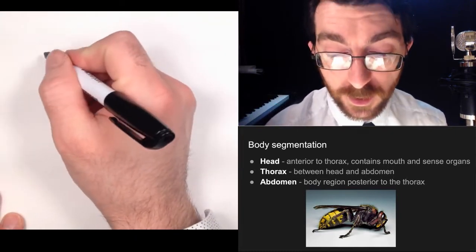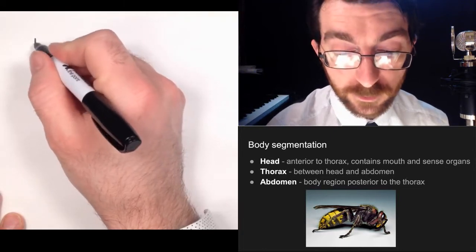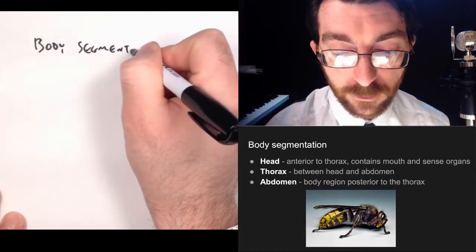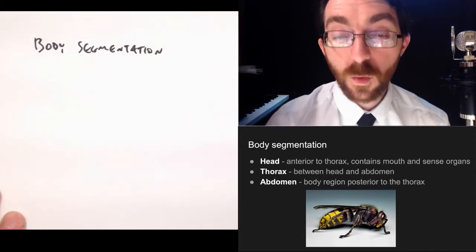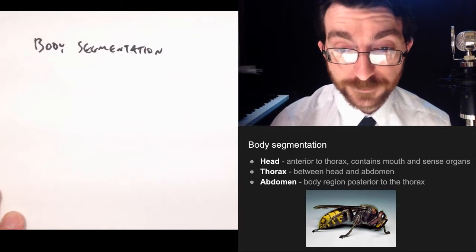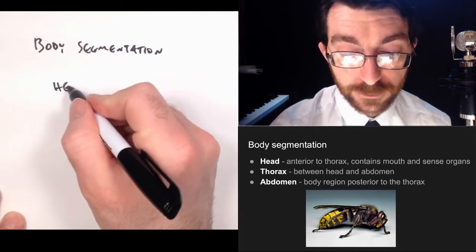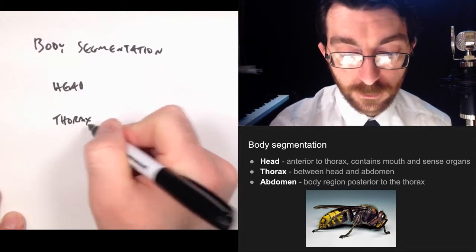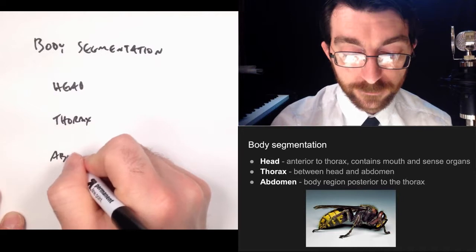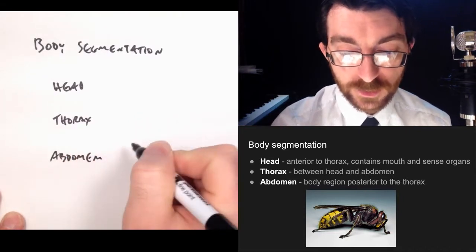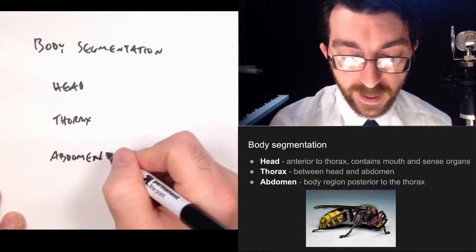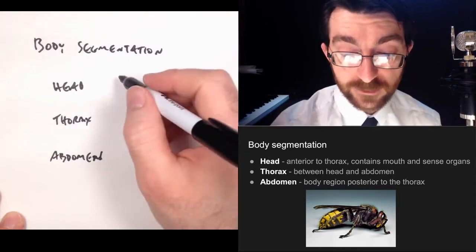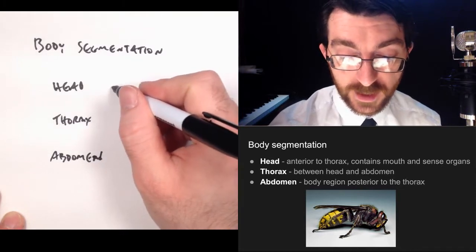Okay, so if we're dealing with familiar bugs, and we're talking about body segmentation, one thing that we're typically going to have is a head, as well as a thorax and an abdomen. And these are really well defined in insects like ants. So that's the one that I'm going to try and sketch here for you.